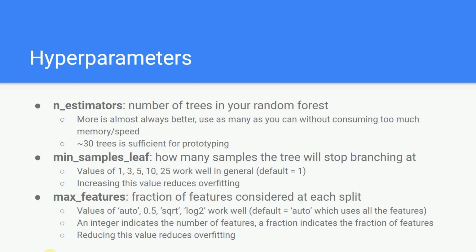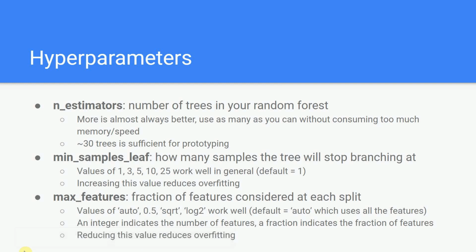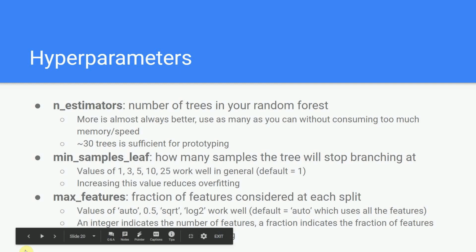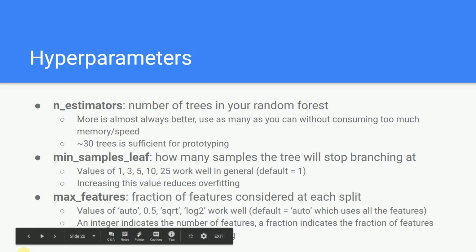First one is number of estimators. And really, this is the number of trees in your forest. And so more is always better. The more trees you have, the more powerful your model will become. Of course, it'll plateau, and you won't get some benefit after a certain point, but more is better. So basically, you want as many as you can get without consuming too much time or memory. When you're prototyping, I typically use 30. You may want to use slightly more depending on how large the data set is, but in my experience, 30 is pretty good.